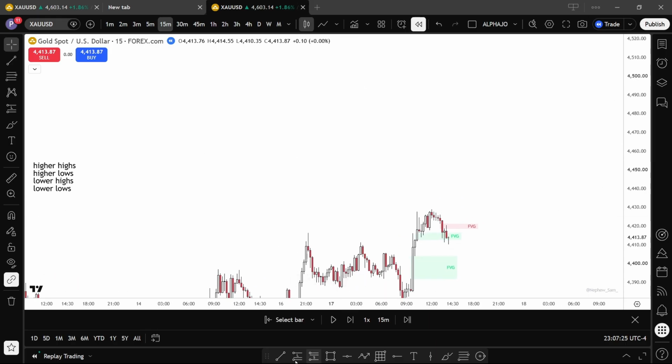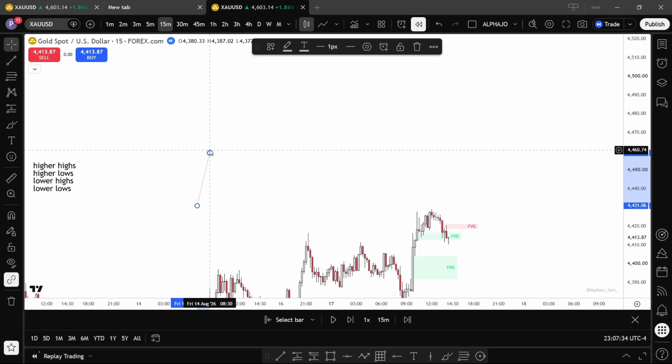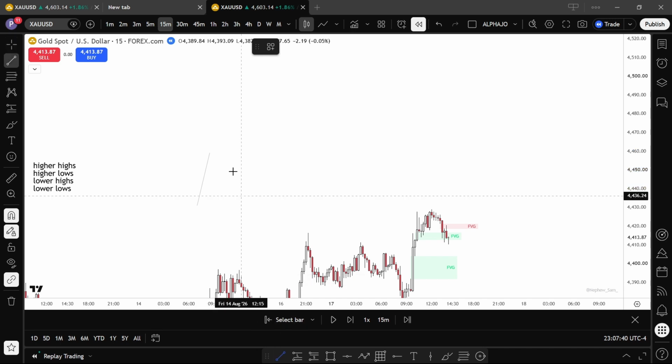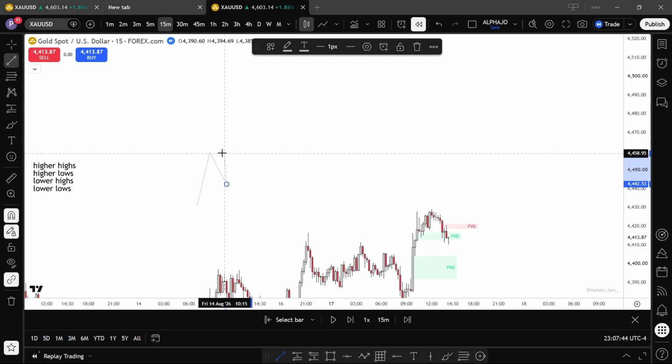So a typical higher high is formed when price breaks the previous high. So if you have a high like this, right? And then price breaks this previous high that was formed here, we call this high here a higher high, right?